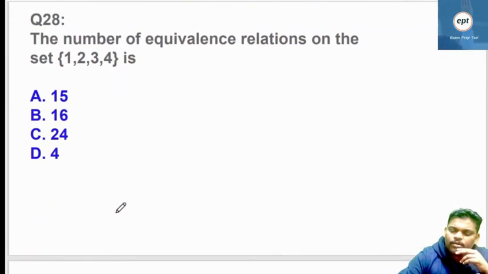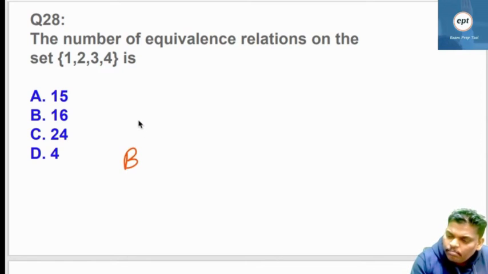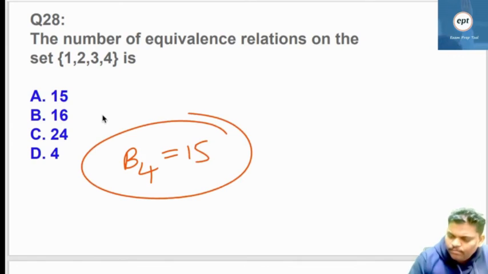I think this one I also said in the notes: the number of equivalence relations on the set 1, 2, 3, 4 is equal to the Bell number B4, which is 15. In the class notes I said it is a Bell number. The number of equivalence relations on the set 1, 2, 3, 4 is equal to the Bell number B4. Just Google it, you will get it.